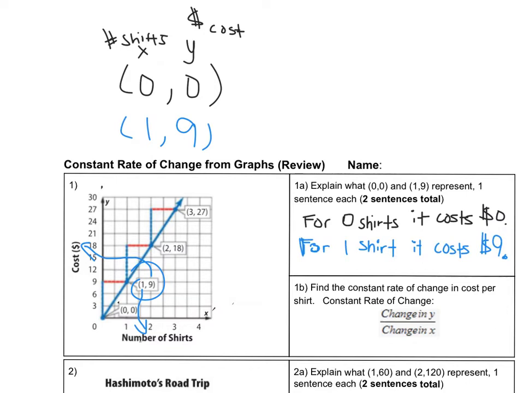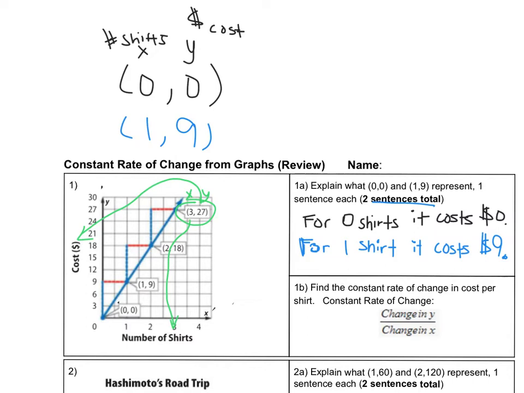We have our 2 sentences total, 1 sentence a piece. If you're still not sure how that works, we'll talk about the other 2 as well right now. If we were talking about this one, the first one goes for the x. So for 2 shirts, it's going to cost $18, that's your y value right there. We don't really need to write the sentence for that, but it's helpful to see it. The last one, 3 and 27. 3 is your x value, 27 is your y value. So what they're saying is for 3 shirts, it's going to cost $27.